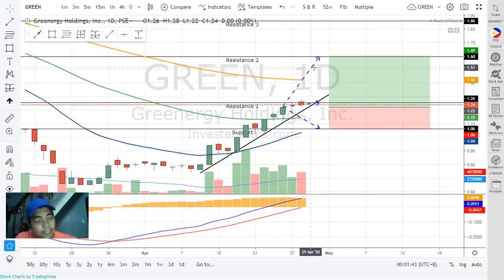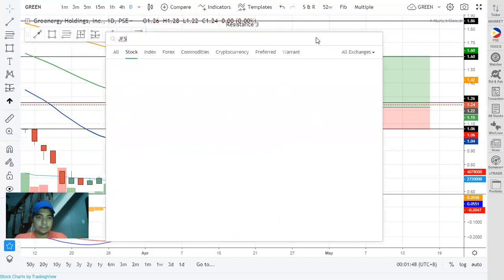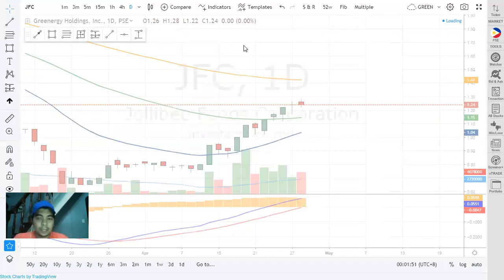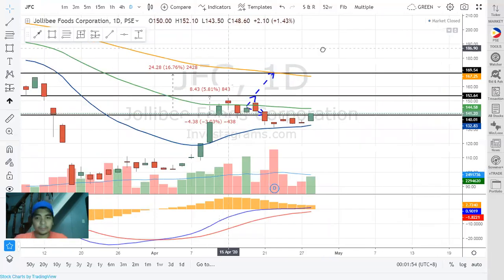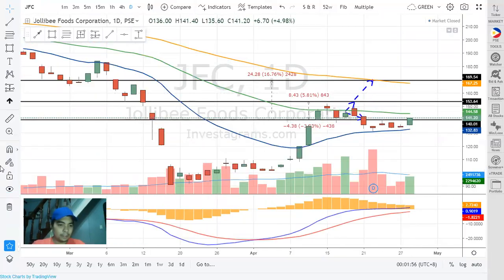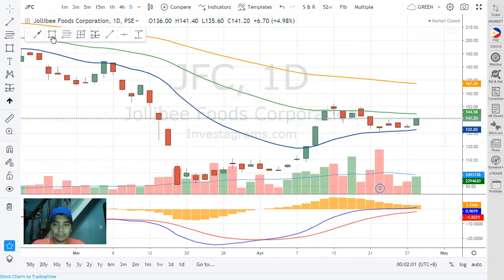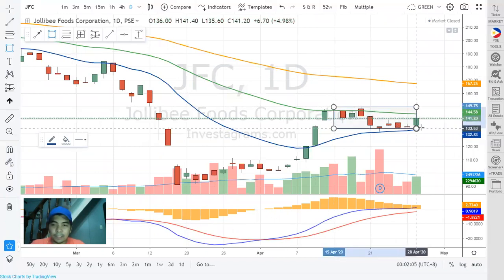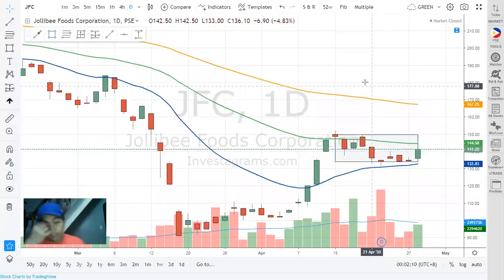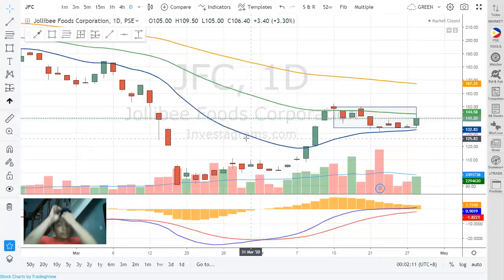By the way, I added 5 stocks for you to see. So I have here JFC. I based that one on the top stocks today. JFC right here is still consolidating on a sideways movement. It has formed a first base here, that's a base.